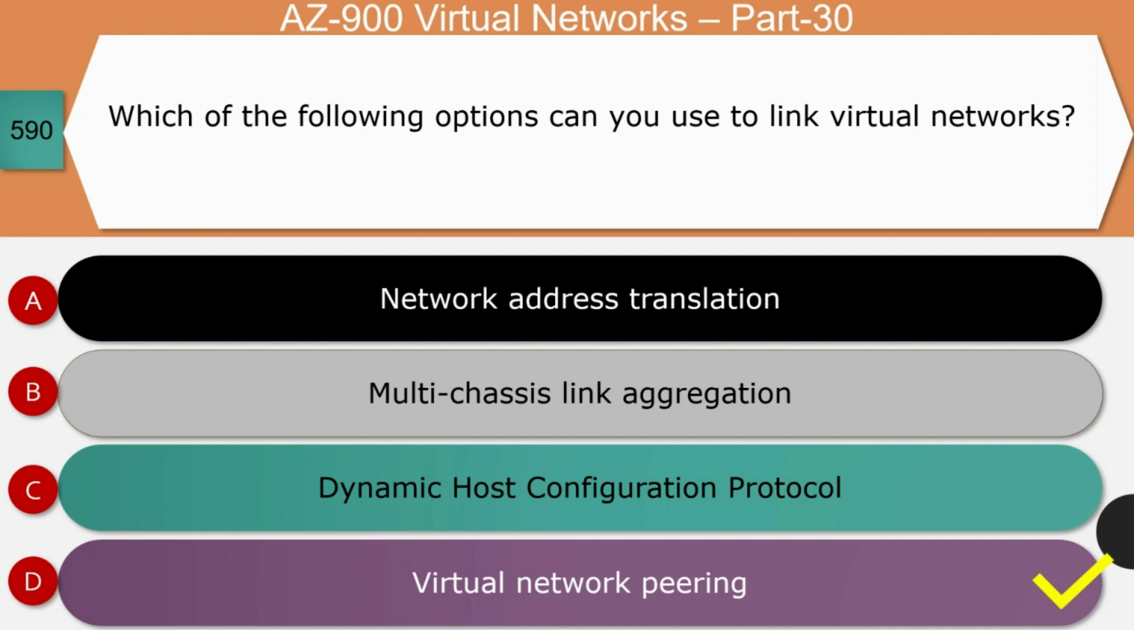Let's see the reason. Virtual network peering enables you to seamlessly connect two or more virtual networks in Azure. The traffic between virtual machines is peered. Virtual networks use the Microsoft backbone infrastructure. And so the right answer for this question is option D.